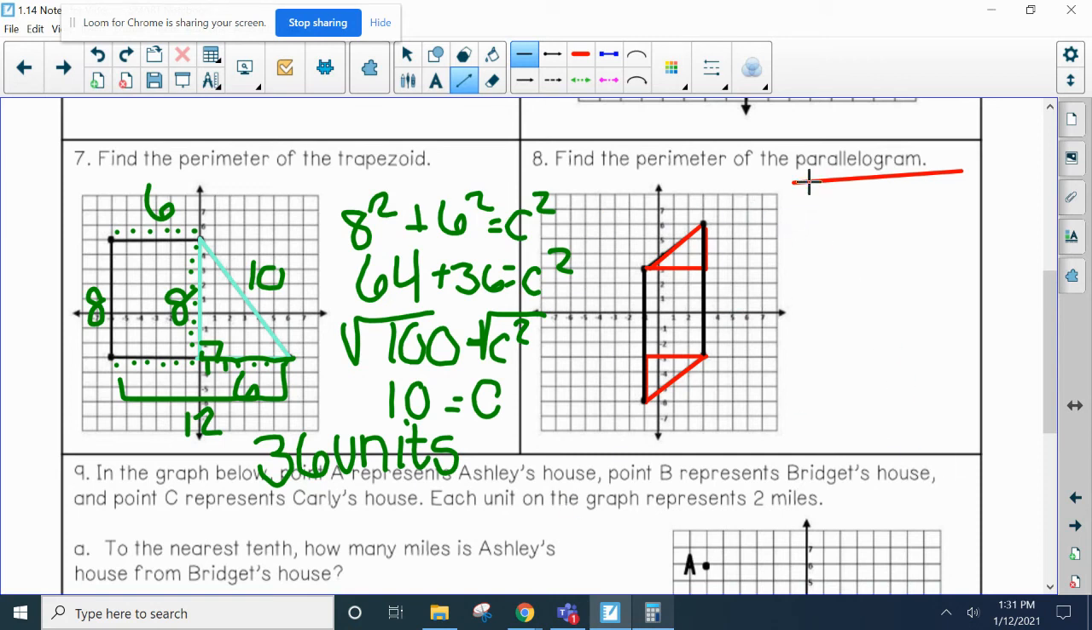All right, pause it, solve it. Have you done that? Then pause it.